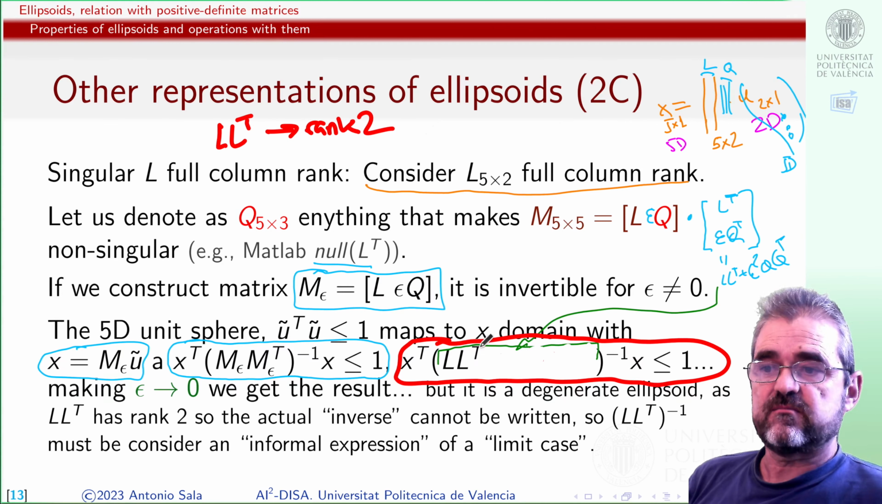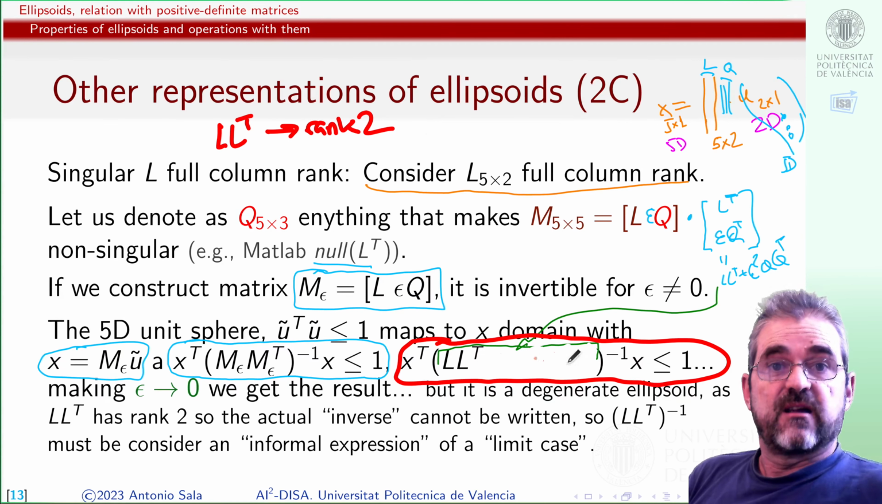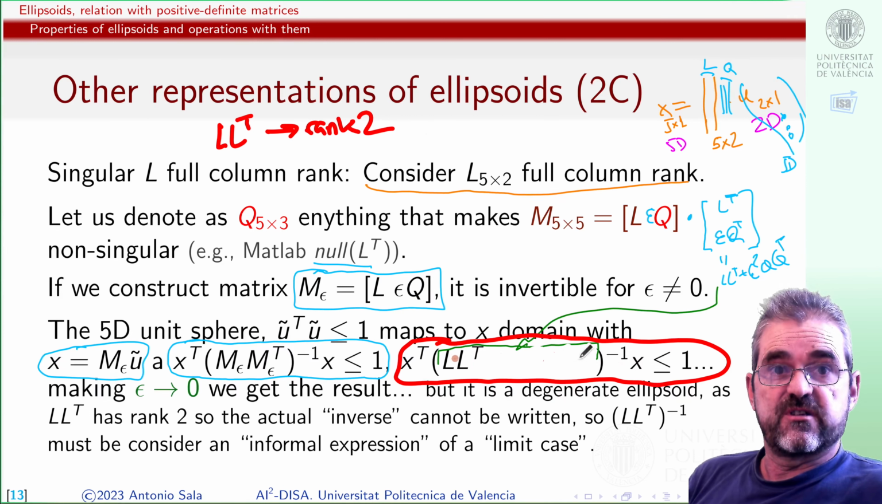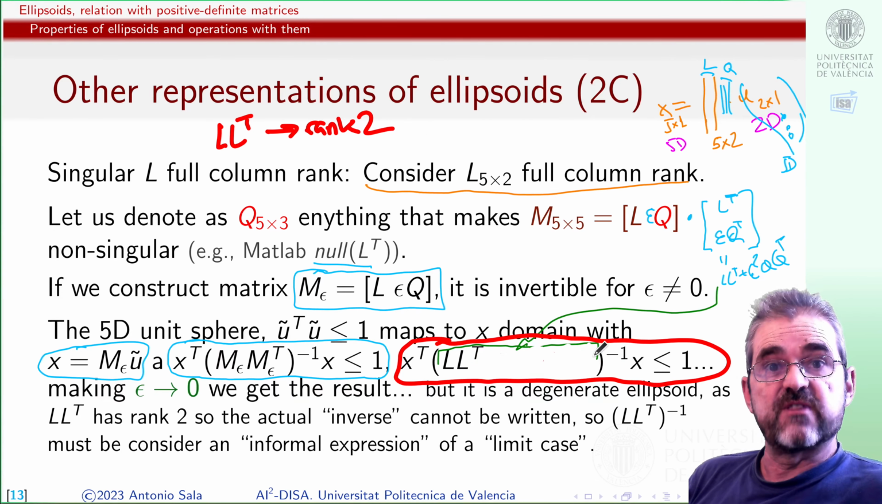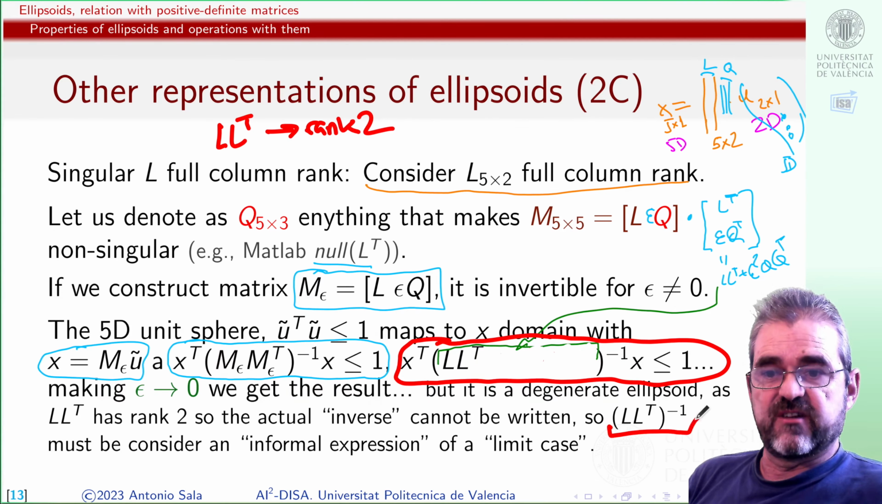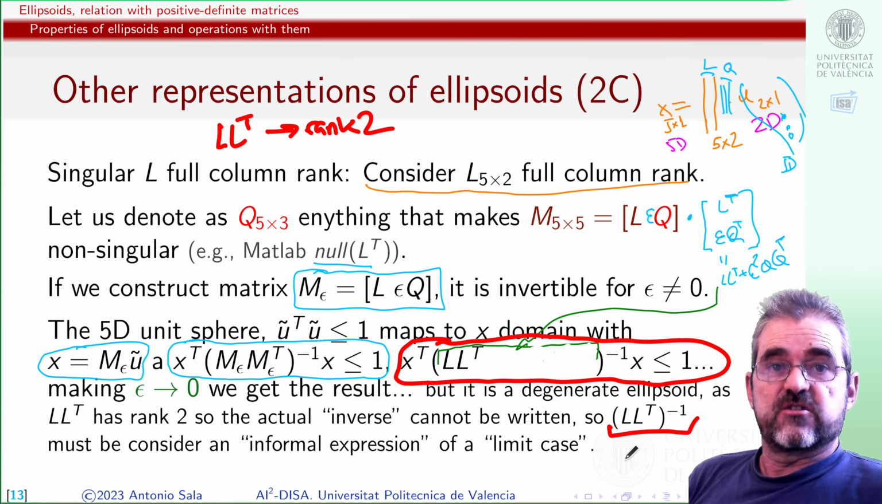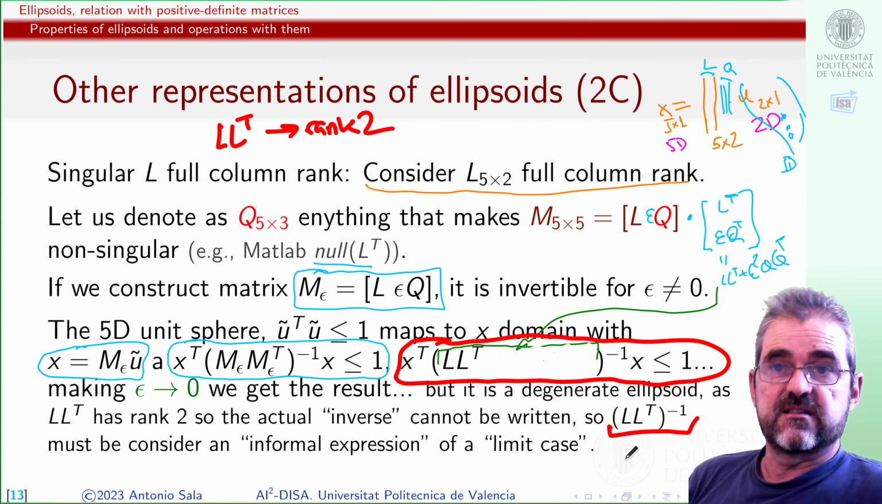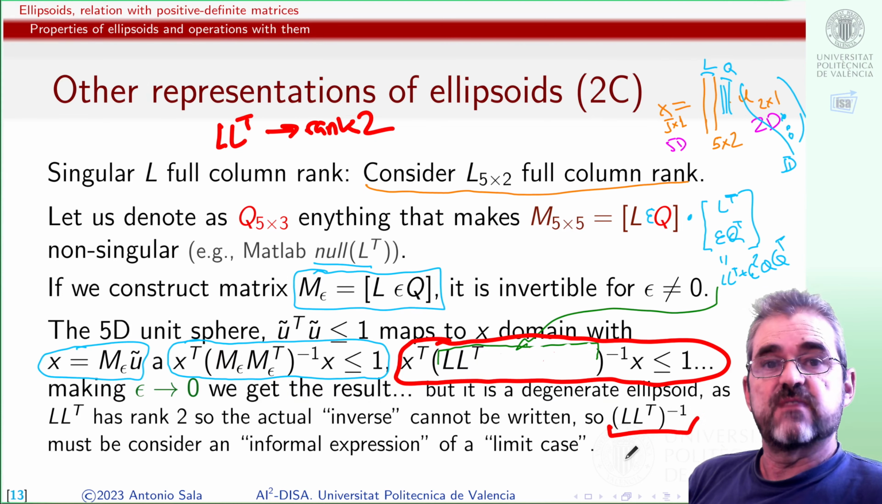So this expression in here can be considered just as an algebraic expression and informal stuff, because the matrix is not invertible, so the actual inverse cannot be written. It's a degenerate ellipse, and this is kind of a notation as a shorthand for the limit case, 0 volume degenerate ellipse. But okay, it's the same formula.